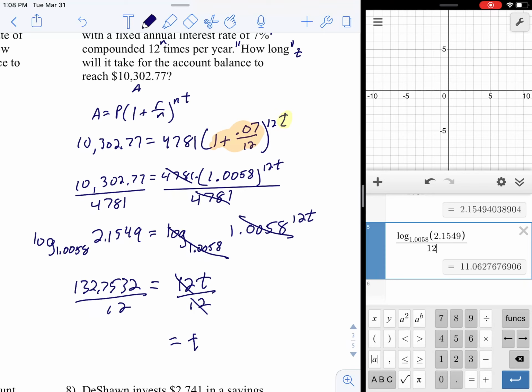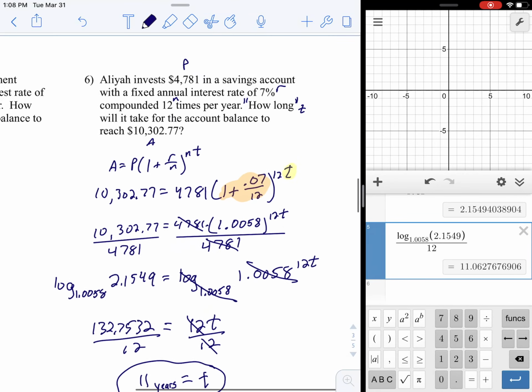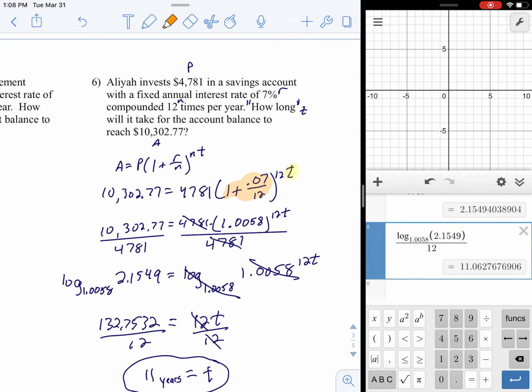And here I get, now if we're going to round off, 11. Why don't I round off to 4 decimal places? Well, we're trying to find how many years it's going to take. Now, if it was like 11.5 or something like that, it would make sense to say 11 and a half years. But on this one, I think we're safe rounding off to the nearest whole number. It's going to take 11 years for Aaliyah to turn this much money into that much money.